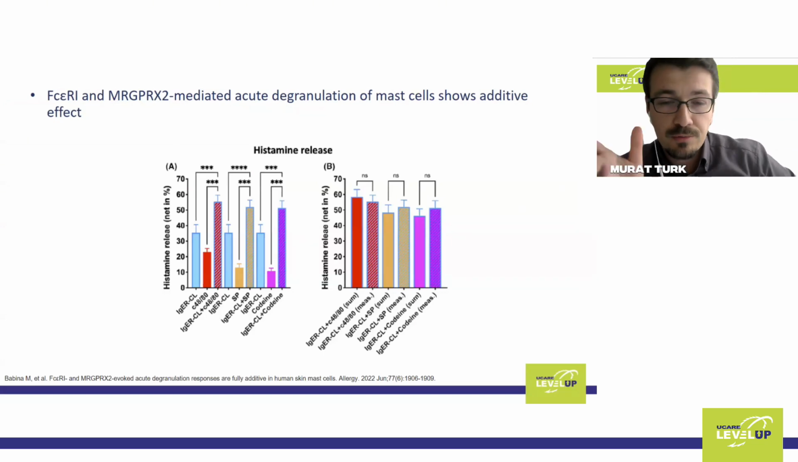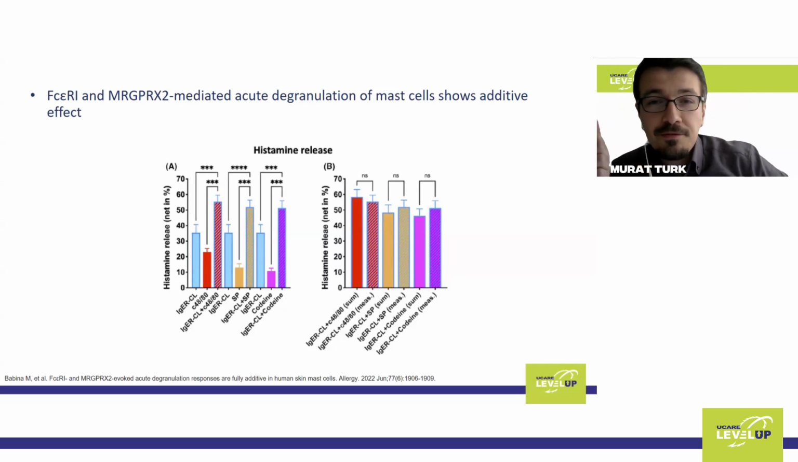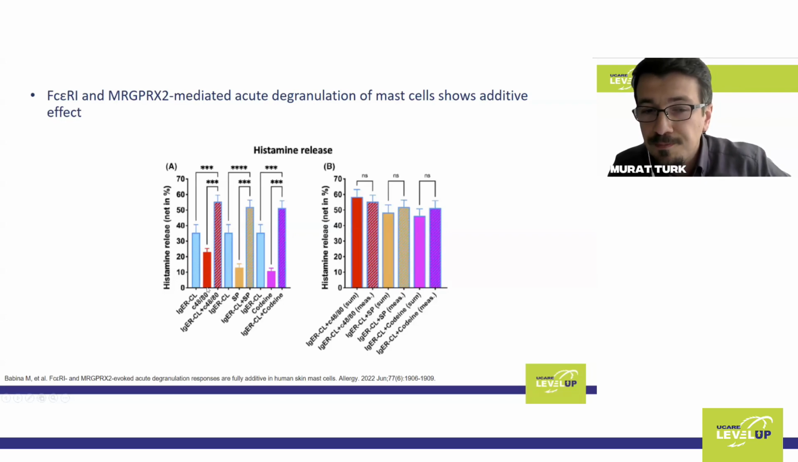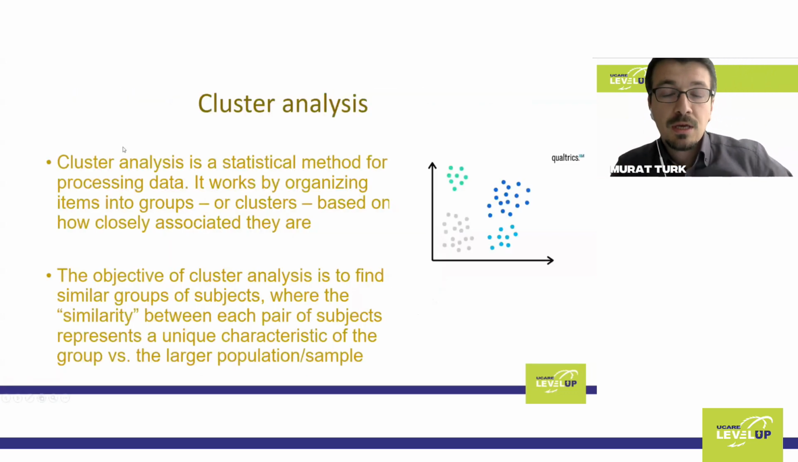So Fc epsilon we know can degranulate mast cells, X2 also degranulates mast cells, but if we combine them, they have an additional effect. You can see anti-IgE mediated mast cell degranulation, compound 48/80, a ligand used for the X2 activation, and they combine. Mast cells degranulate more if we use them both at the same time.